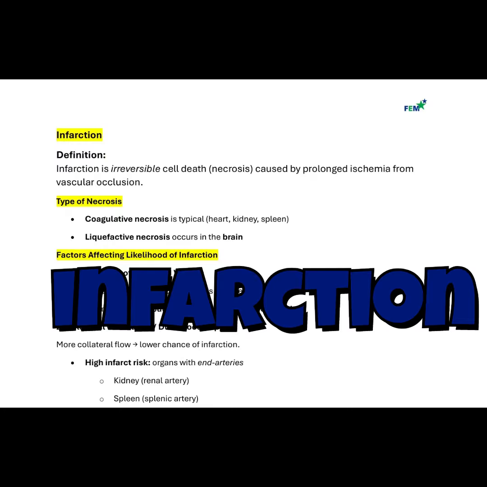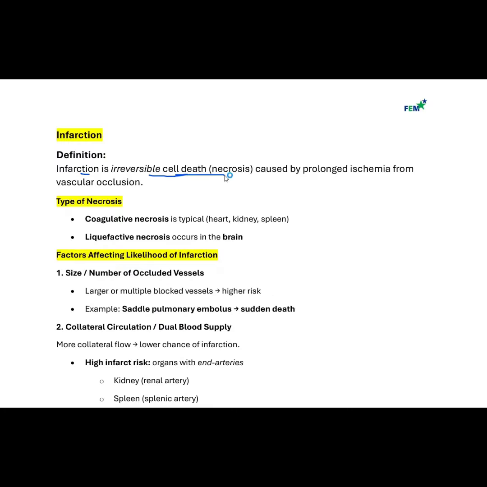So let's talk about infarction. By definition, what's infarction? Infarction is irreversible cell death or necrosis caused by prolonged ischemia from vascular occlusion. And remember what we discussed under necrosis in the previous lecture, we said anytime you have loss of blood supply or ischemia to any particular tissue or organ in the body, classically you're going to get what? Coagulative necrosis. But the only exception is in the brain.